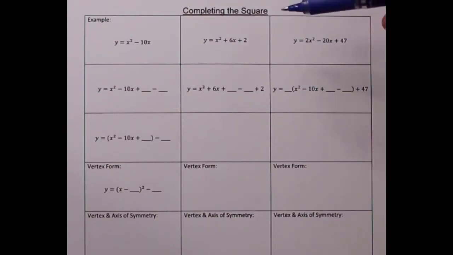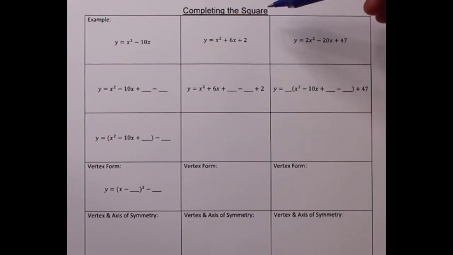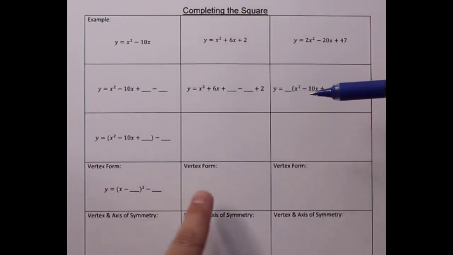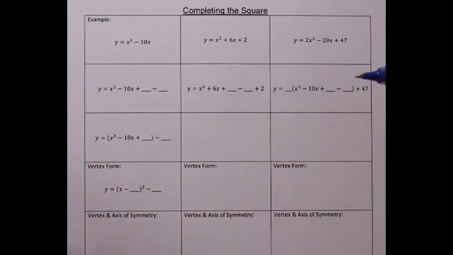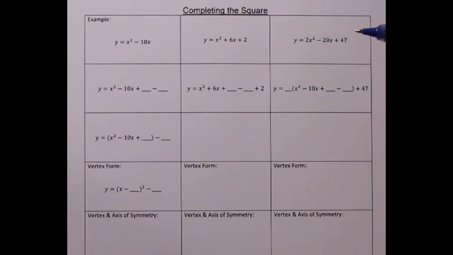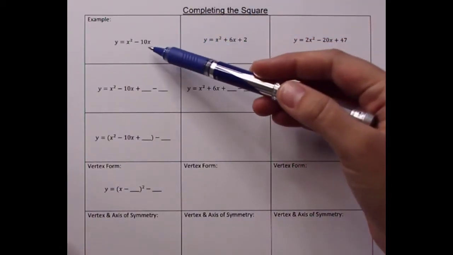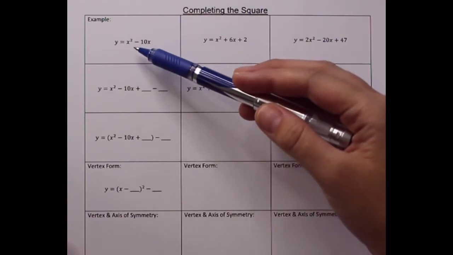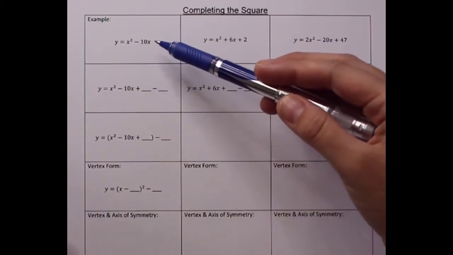Hi everyone, in this video we're going to go over completing the square just a little bit. You've seen some previous videos about how that process works, and then how this relates to the vertex form of a quadratic equation. So starting off, and again this is from our handbook, so this is going to be pages 41 and 42. For this first example, we have y equals x squared minus 10x.